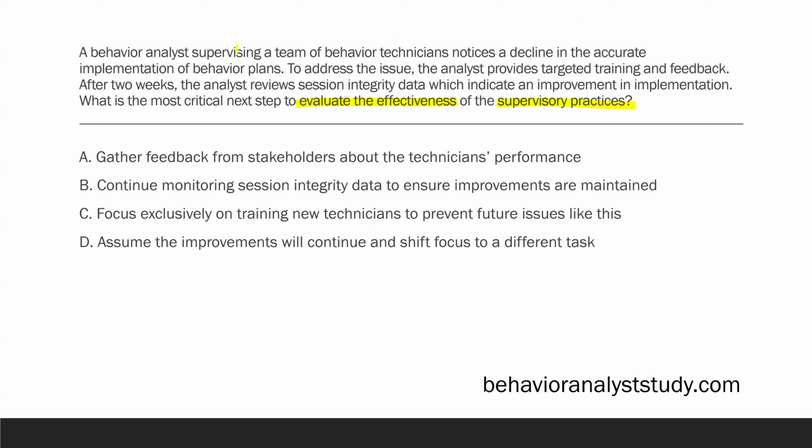In this case, you have a behavior analyst who notices a decline in implementation from her technicians. What do they do? They provide targeted training and feedback, which is great. Two weeks later, they review integrity data and they see an improvement. So all that's fantastic, right? They noticed a problem, they made a change, they implemented training and feedback, they evaluated the effectiveness. What's next now? We've gone after 2 weeks, we've looked at it once. What do we do now?